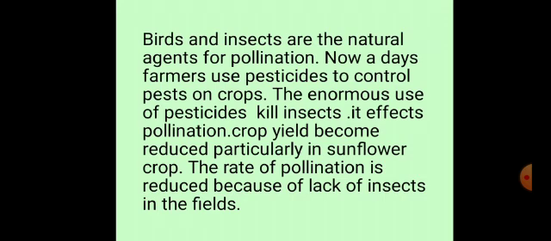So farmers unnecessarily use enormous amounts of pesticides, which affects the insects. They kill the pests, and at that moment the pollination rate is reduced. Farmers use pesticides unknowingly to control pests, but the enormous use of pesticides kills insects and butterflies, so the pollination rate will be reduced.